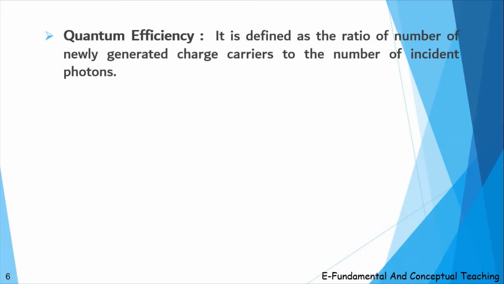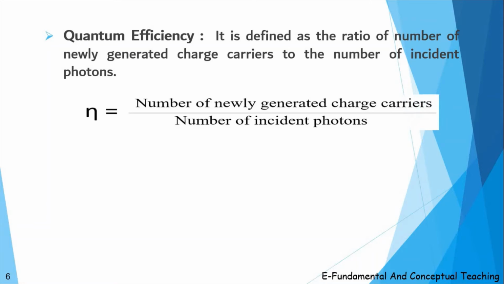Quantum efficiency. It is defined as the ratio of the number of newly generated charge carriers to the number of incident photons. Therefore, quantum efficiency eta is given as IP upon q, the whole upon P naught upon hc by lambda.